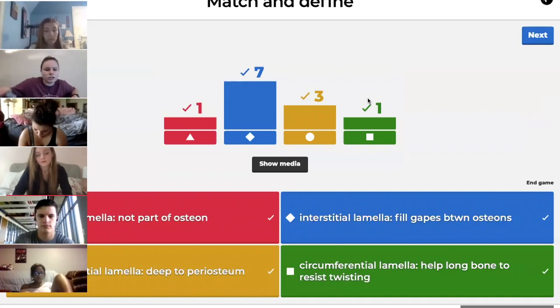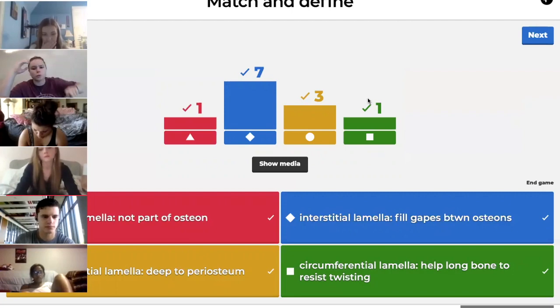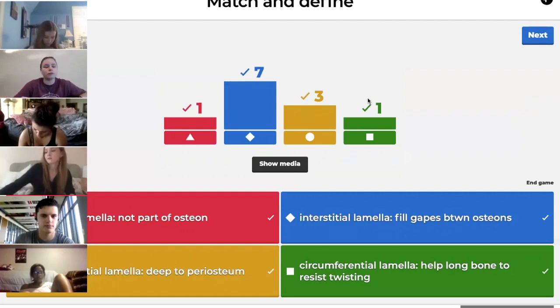Okay, cool. So interstitial lamella is not part of the osteon. Okay, so it's those little stars between. It fills the gaps between the osteons. The circumferential lamella is deep, but it's that whole circumference of the osteon, okay? And then it also helps to resist twisting, okay?